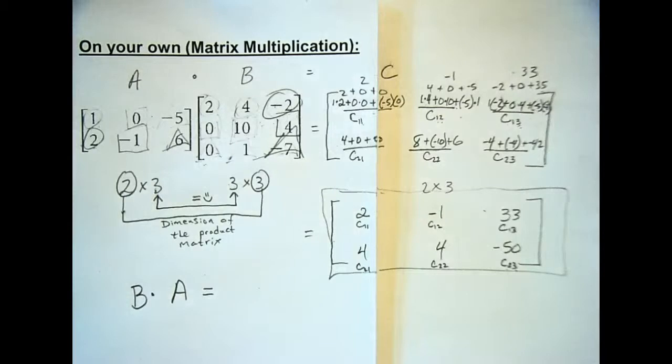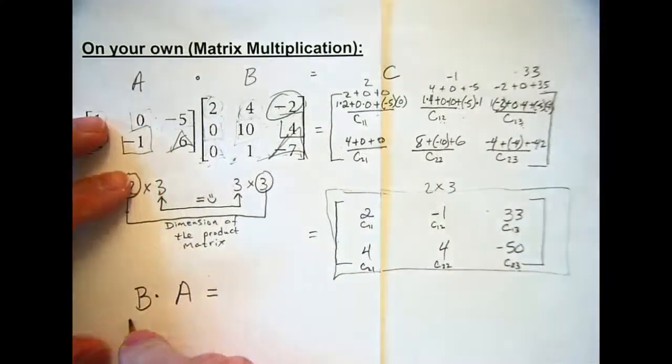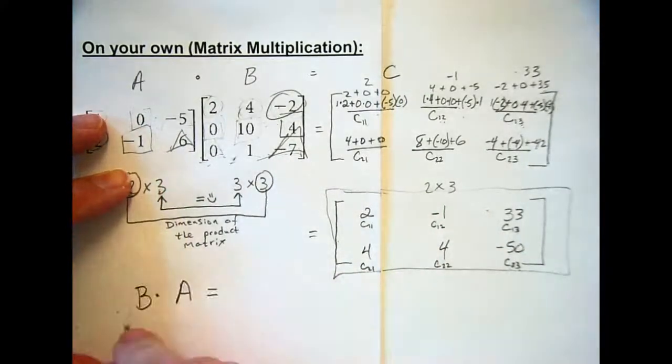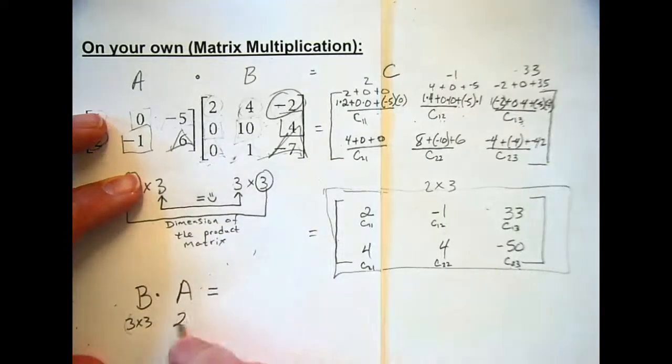How many say yes? No? No. Why is it no? Don't give me a good reason there. Claudia? Because the columns in B are the same as the rows. Okay, so your B is 3 by 3. Your A is 2 by 3. Your columns in B are not the same as rows in A. They are not equal. That means you cannot multiply them.